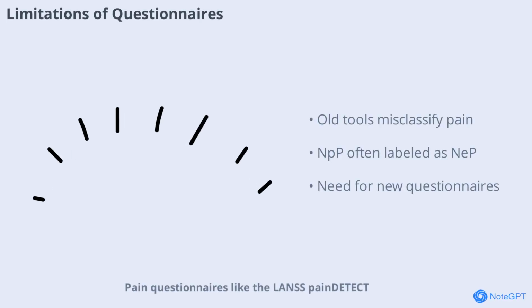Pain questionnaires like the LANSS, PainDETECT, and DN4 were designed to identify neuropathic pain. However, these tools were developed before nociplastic pain was officially recognized. As a result, they may misclassify patients with nociplastic pain as having neuropathic pain. Studies have shown that these questionnaires often fail to distinguish between pure nociceptive, neuropathic, and nociplastic pain, especially in complex conditions like osteoarthritis. This highlights the need for updated diagnostic tools.